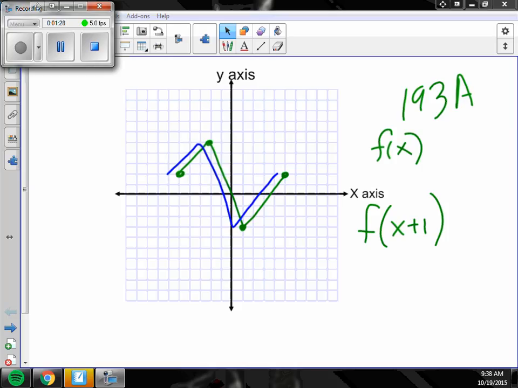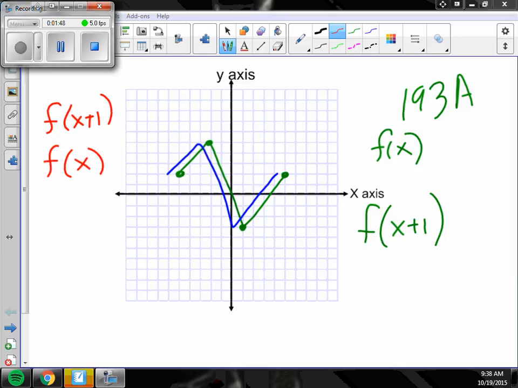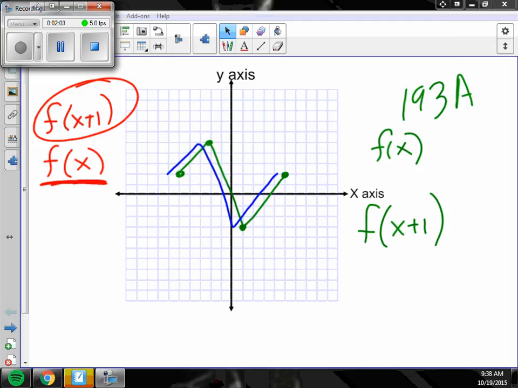The function creates the shape of the graph, but the x plus 1 inside says what values can you add 1 to on the x-axis to create the graph that you had with f of x. Does that make sense? So if I compare f of x plus 1 to f of x, this is saying which graph do you add 1 to the x's to create that graph. And that's why everything on the x-axis works backwards. All right?